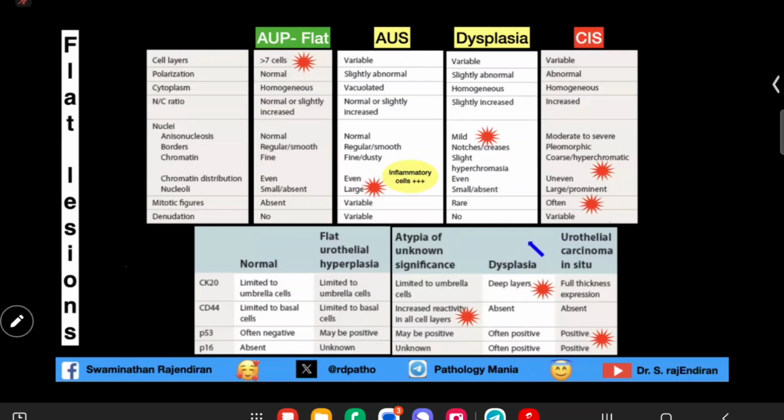And whenever in question, remember I showed you some IHCs. CK20, full thickness in carcinoma in situ. CD44, it will be increased in reactive in all cell layers. P53 is positive in carcinoma in situ, and P16 is also positive in carcinoma in situ.